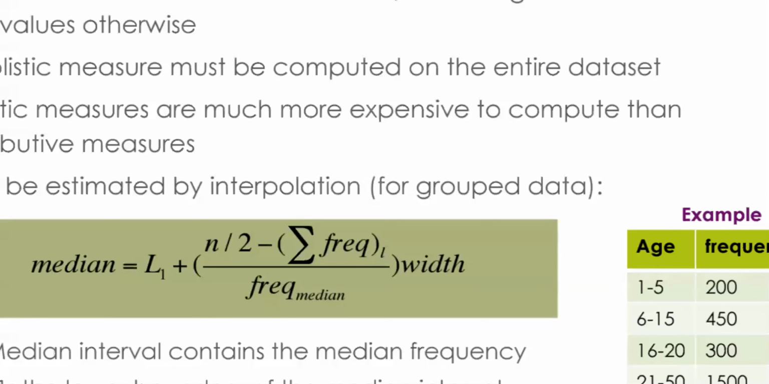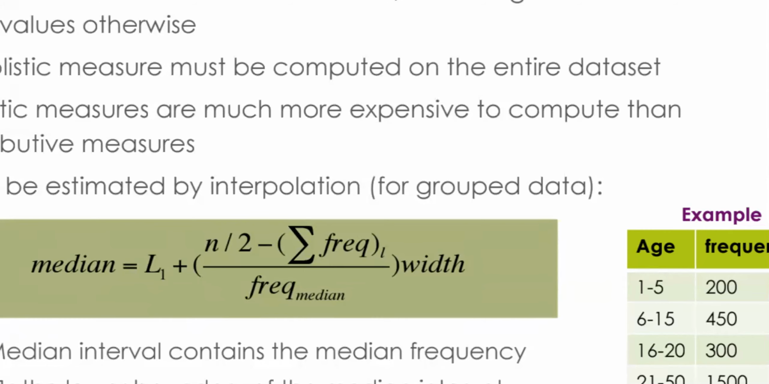For example, where L1 is the lower boundary of the median interval, N is the number of values in the entire data set, and summation of frequency is the sum of frequencies. Frequency of the median is the frequency of the median interval, and width is the width of the median interval. So this is the way you can find out the median value.